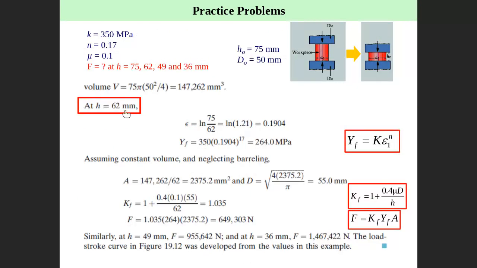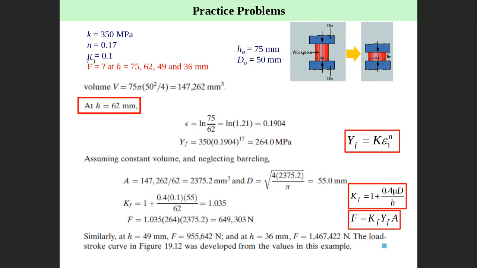Then I start with 62. I would like to obtain the force in case H equal to 62. What is given? HO given, DO given, right? H here is 62, this is the first stage. K given, N given, mu given. What is the force at 62?